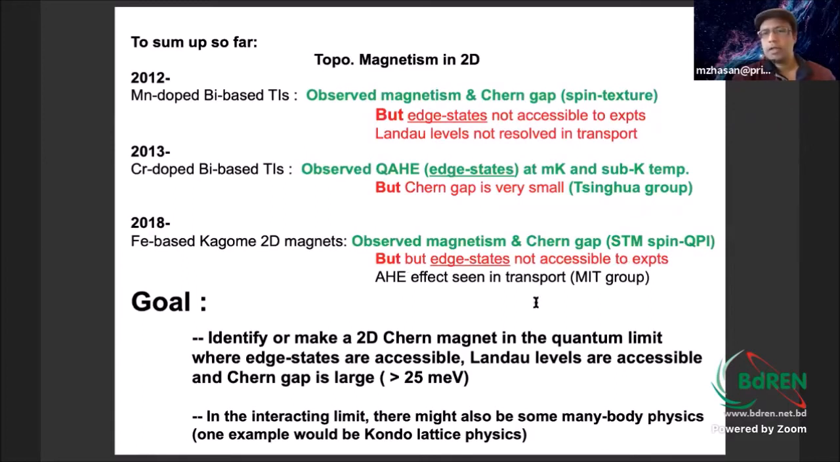So what is the outstanding problem in the field is that this was the goal in 2008: identify or make a 2D Chern magnet in the quantum limit where edge states are accessible, Landau levels are accessible, and the Chern gap is large, more than 25 millivolts. And in the interacting limit, there might also be some many-body physics. One example would be Kondo lattice physics. So this was the goal in 2018.